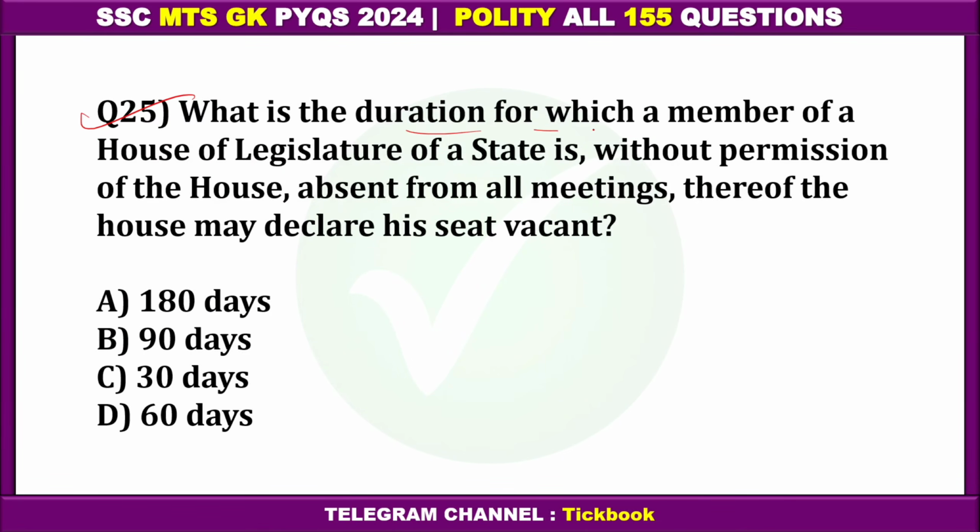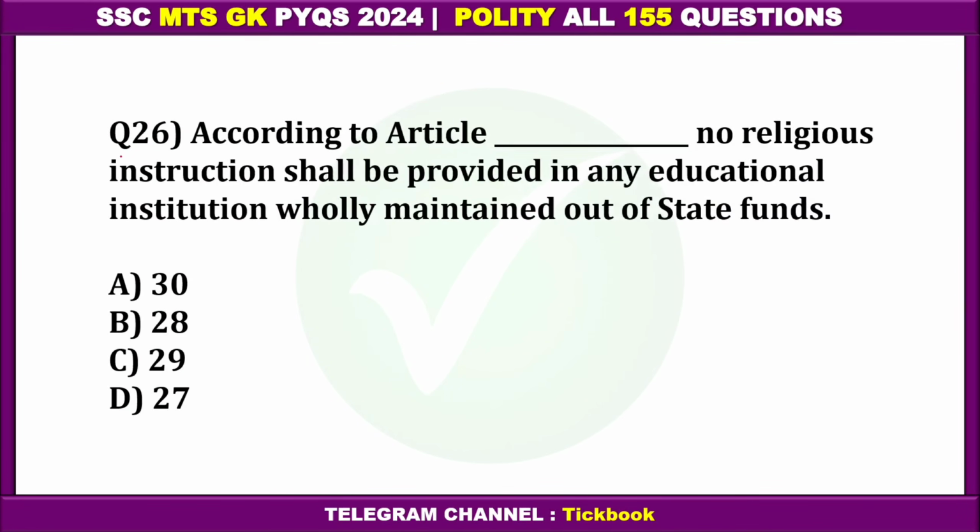25. What is the duration for which a member of a house of a legislature of a state is without permission of the house absent from all meetings thereof, the house may declare his seat vacant? Option number D, 60 days.